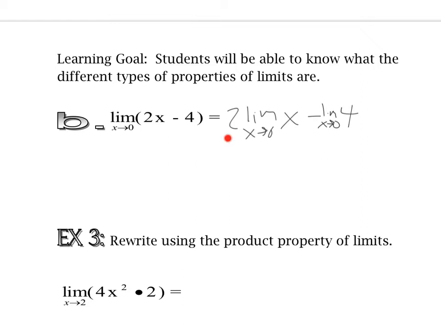Okay, so again, I pulled the 2 out, then I got the limit as x approaches 0 of just x. Then I got this minus 4, so I'm going to subtract the limit as x approaches 0 of just 4. Now again, there's no x here, so this is just 4. I could have just written this like this. Maybe I'll put parentheses here so it's a little bit easier to see what's going on. We could write it like that. That's fine as well.